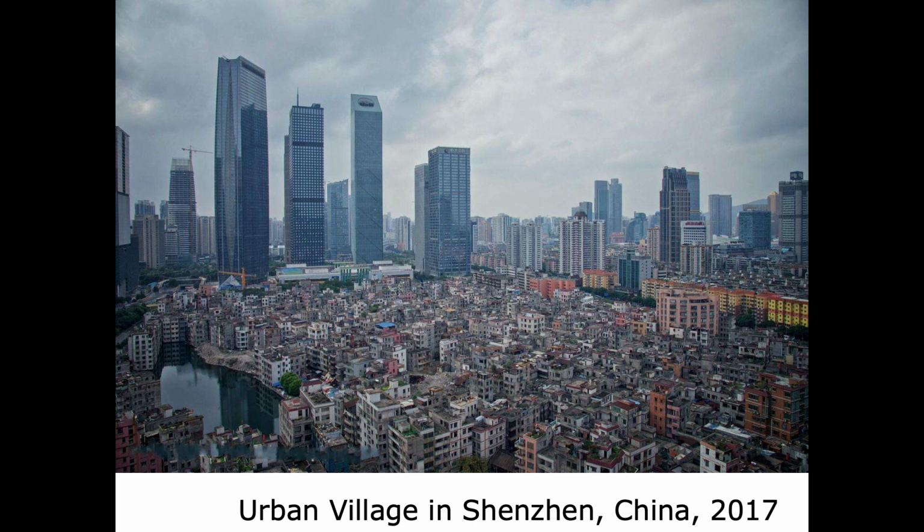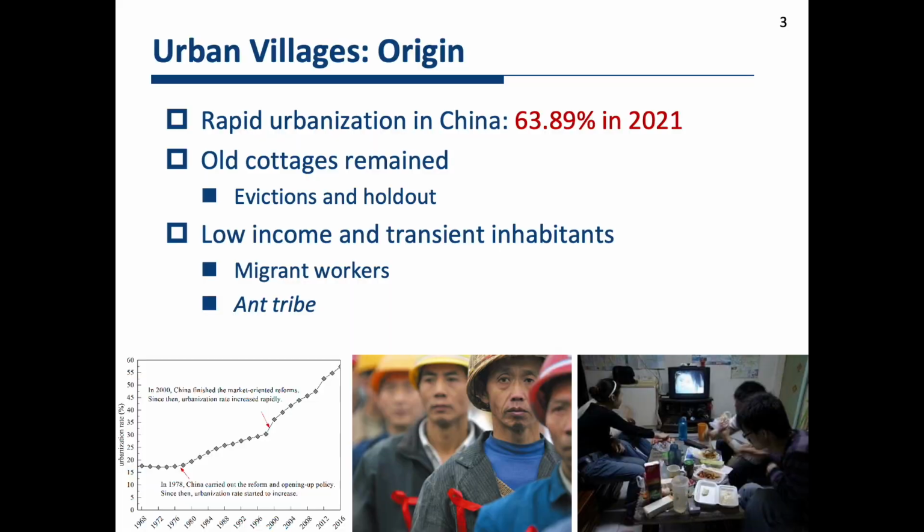Here is an image of a typical urban village in Shenzhen, China. Urban villages refer to the residential areas lagging behind the rapid urbanization process in many developing countries. For example, in China, although the urbanization rate is close to 70%, a lot of old cottages remain and scatter in the city. The residents, sometimes called the ant tribe, are usually low-income and transient inhabitants, such as migrant workers in nearby factories and even low-income university graduates. Urban villages provide them with affordable housing conditions close to public transportation at a relatively low price.